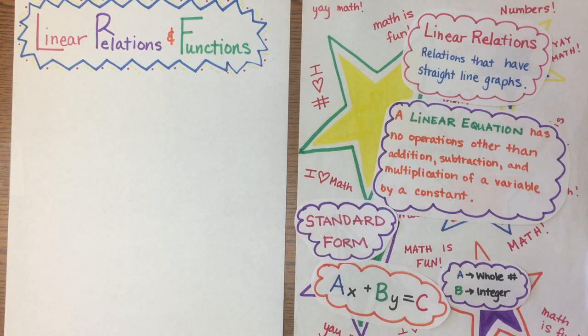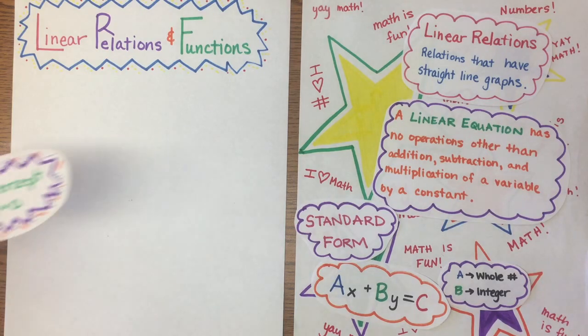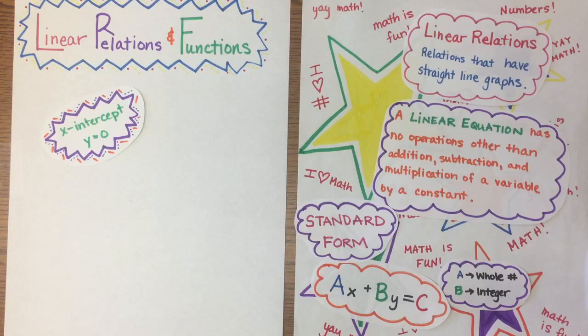Welcome back, continuing to talk about linear relations and functions. When we have a linear relation in the form ax plus by equals c, the best way to go about graphing these is to use x and y intercepts. The x-intercept is where our graph crosses the x-axis. It's where y is equal to 0.